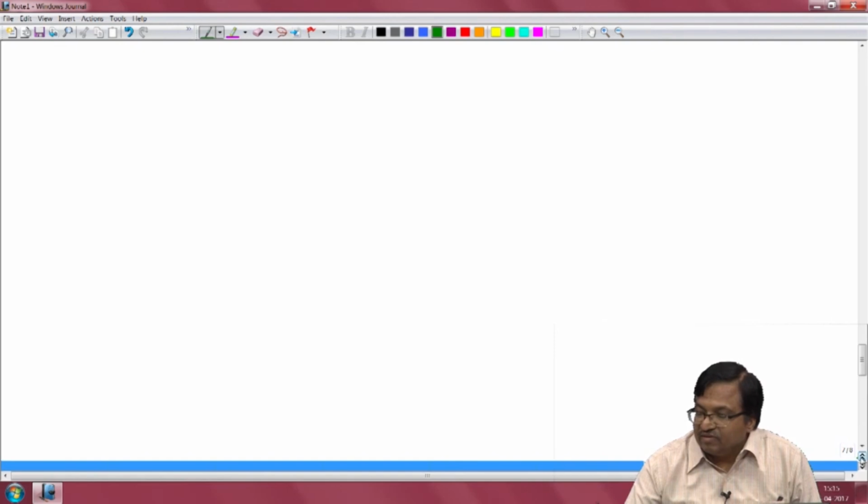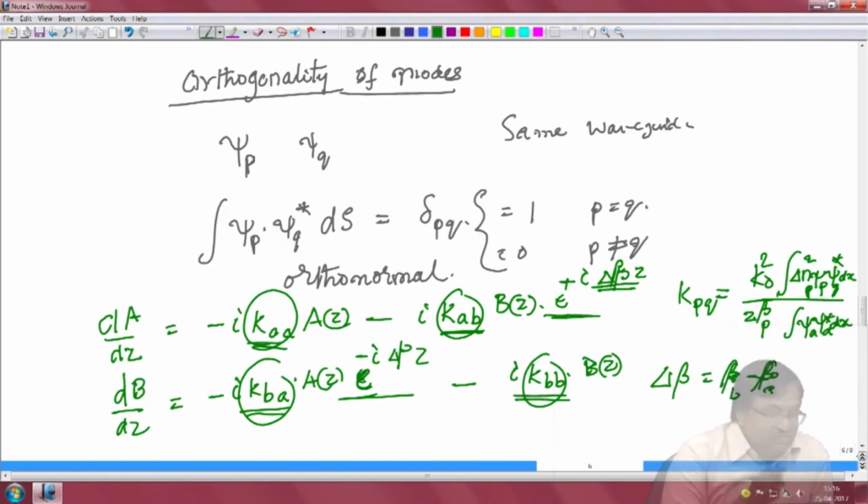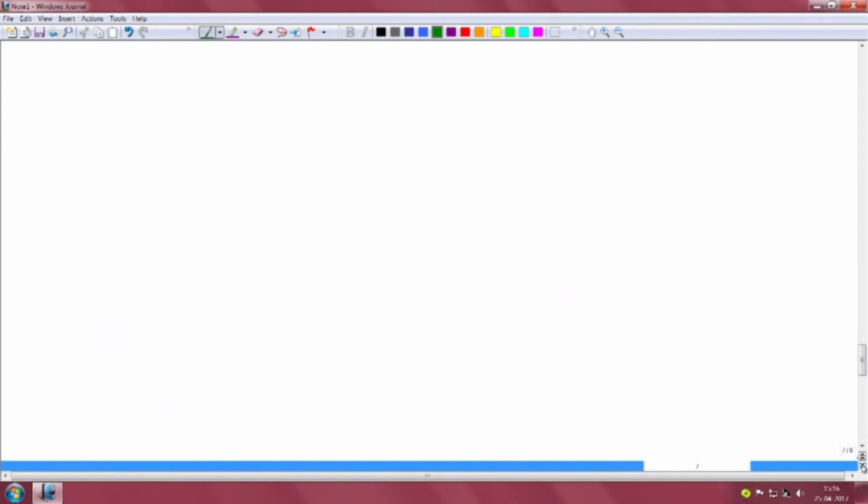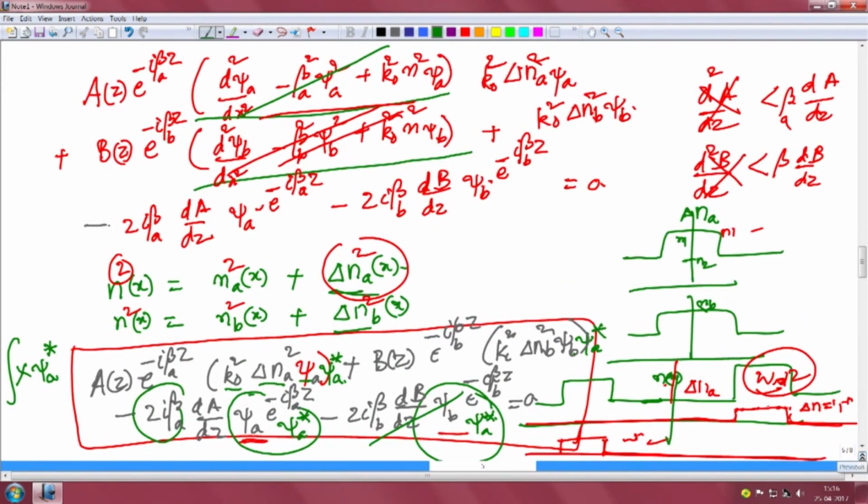So, these are quite general and applicable to many types of waveguides. Let us simplify further, taking a specific example. Let us examine the nature of the constants KAA and KBB with respect to KBA and KAB. So, we have the delta as I described earlier. We are integrating over the region of perturbation only.